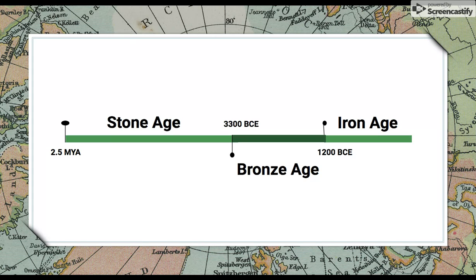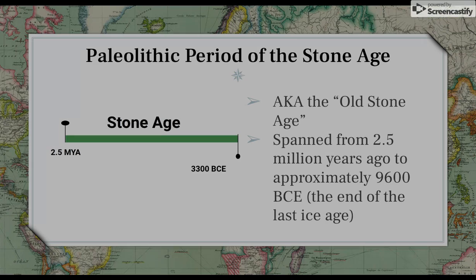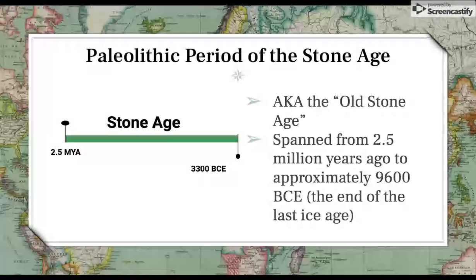Right? And so these subdivisions can be further subdivided, but they help us see where humans were at each given period of time. So if we look at the Stone Age, there's actually 3 different periods of the Stone Age.